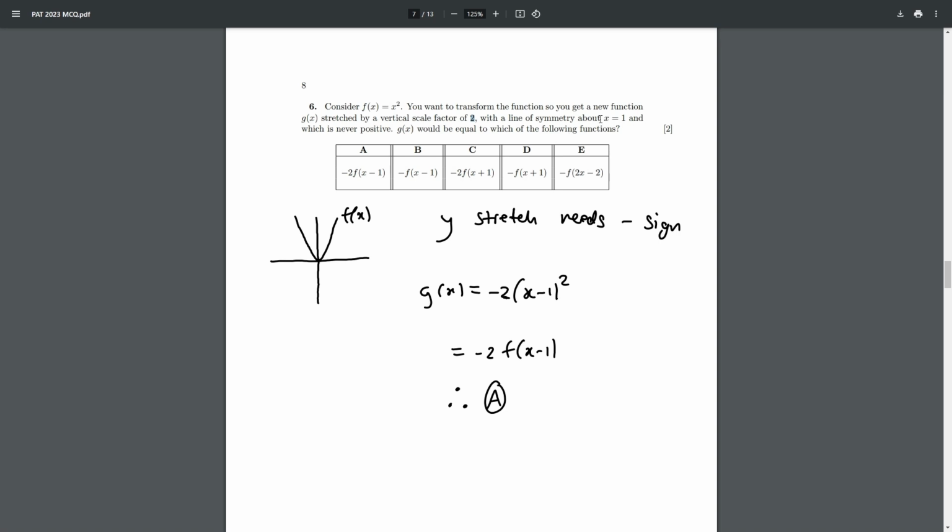And if we want a symmetry about x equals 1, we know quadratics are symmetric about their midpoint, or their turning point, so their minimum or maximum. And if we want it to be symmetric about x equals 1, we want the turning point to occur at x equals 1, so we want it to be x minus 1 squared. And minus 2 times x minus 1 squared, which is g of x, is just minus 2 times f of x minus 1, which means the answer to this one is A.